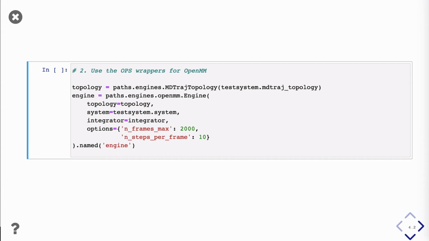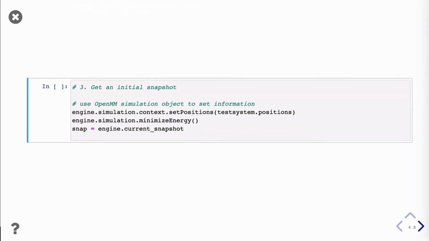From there, we just wrap the OpenMM stuff in the OPS object. So we start with the topology. The test system knows its mdtraj topology, and so we wrap that in an OPS mdtraj topology wrapper. And then the test system knows its OpenMM system object, testsystem.system, which is needed for setting up the OPS OpenMM engine. And we set the standard engine options in addition to that.